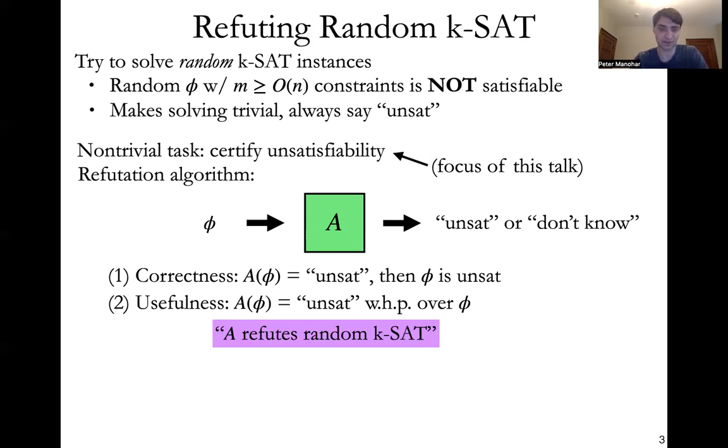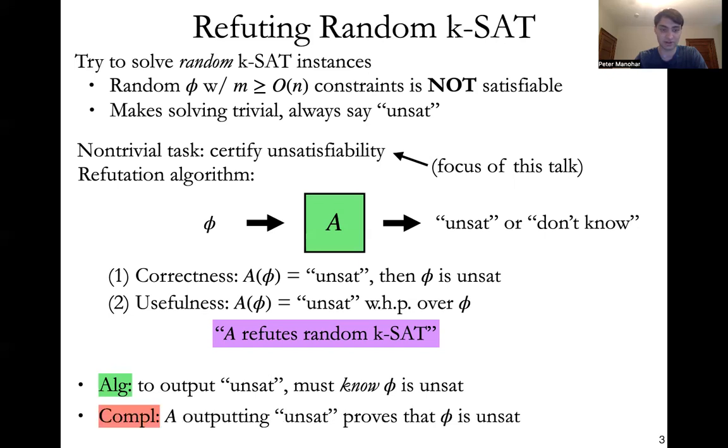So there's two things I would like to point out here. The first is if we view this from an algorithmic design standpoint, if we're deciding whether to output unsatisfiable or I don't know on the instance phi, we have to really figure out that phi is unsatisfiable when we choose to output unsatisfiable, because we cannot make a mistake. On the other hand, from a complexity viewpoint, if we have such an algorithm A, and it outputs unsatisfiable on an instance phi, then this is a certificate that phi is unsatisfiable. That is, we've proven that this is the case. So when I say certifying unsatisfiability, this refutation algorithm A is the certificate itself.